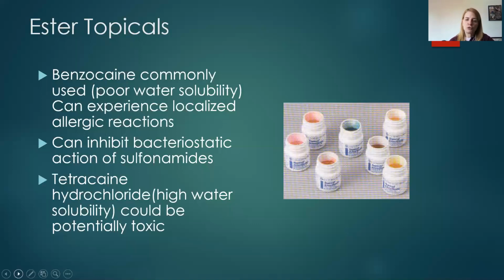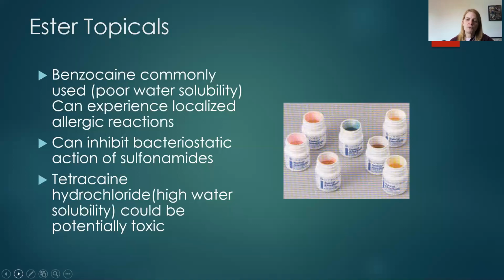Tetracaine hydrochloride has a high water solubility, and it is an ester topical that is the most potent topical. Benzocaine is the most common. Tetracaine hydrochloride is the most potent. It's the most potent because it's highly soluble in water. It's highly lipid soluble. It's rapidly absorbed into the tissues and has a high risk of toxicity.